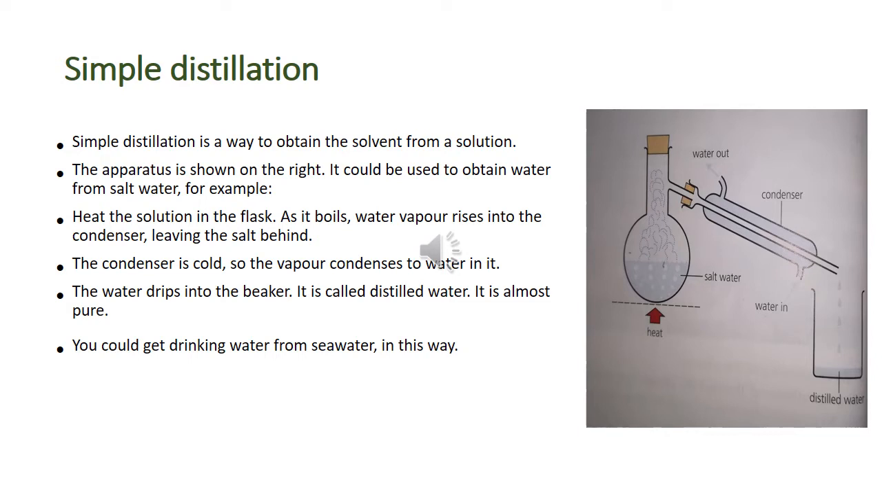The condenser is cold, so the vapor condenses to water in it. When the water vapor condenses, it cools and becomes liquid. So the water drips into the beaker. It is called distilled water. It is almost pure water. You could get drinking water from seawater by this method called simple distillation.